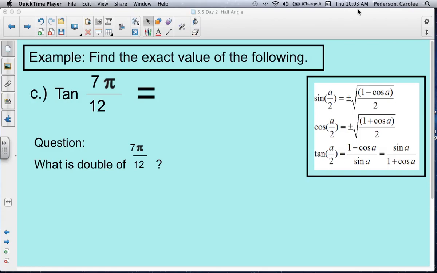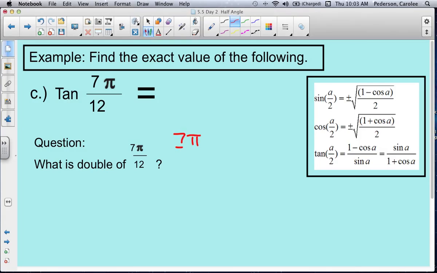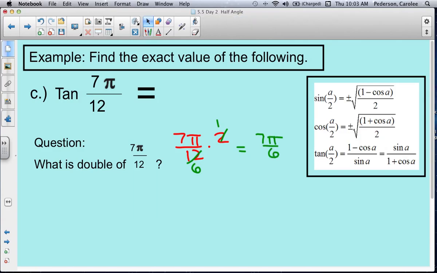So we want to find out what is the double of 7 pi over 12? Multiply it by 2. Then we would reduce the 12 and the 2 by 2. So we get 7 pi over 6. So if I were to rewrite tangent of 7 pi over 12, it's the same thing as the tangent of 7 pi over 6 divided by 2.